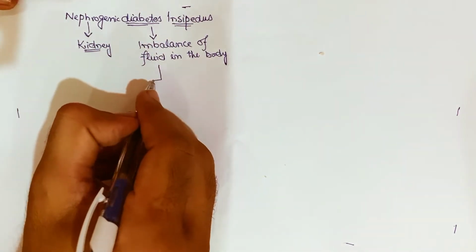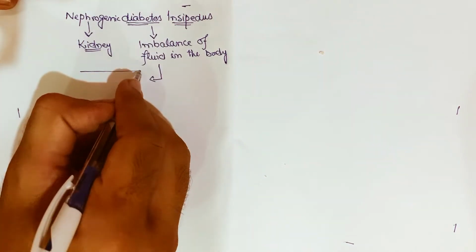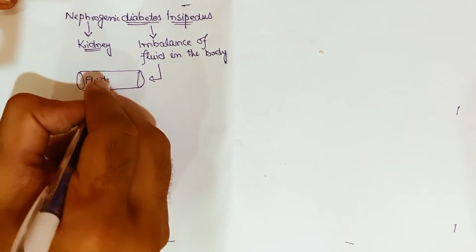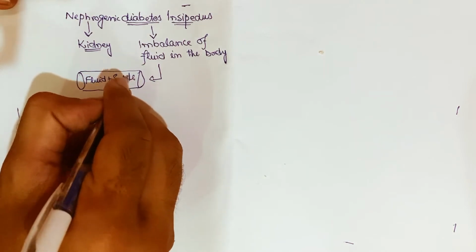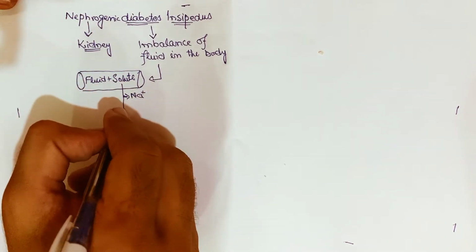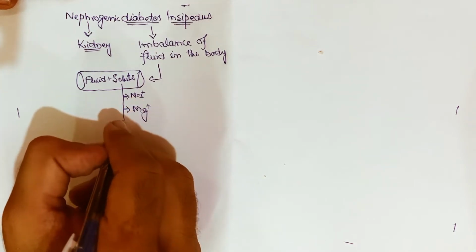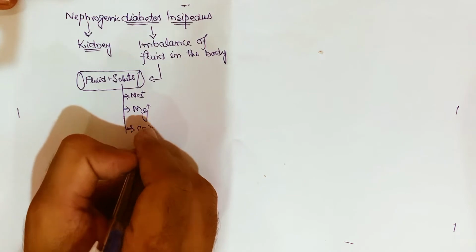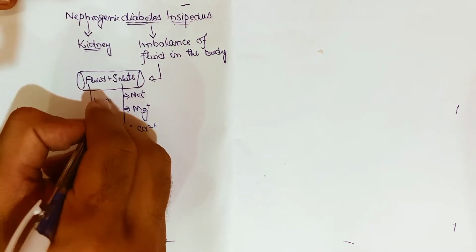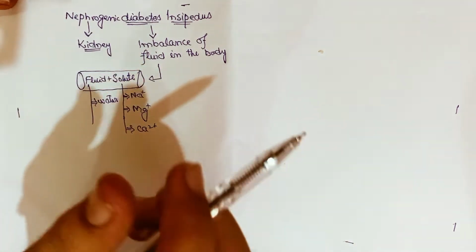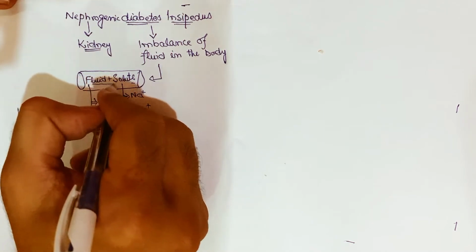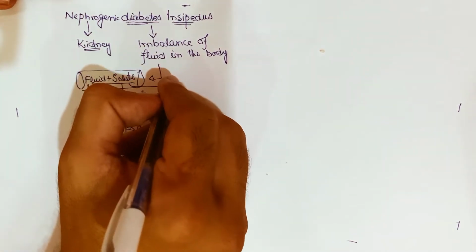Normally, as we know, the blood vessel contains fluids plus solutes, meaning solvents and solutes. These solutes may be sodium, magnesium, calcium, or other substances, and the fluids may contain water or plasma. These substances normally produce a pressure in the blood vessels, which is known as osmolality.